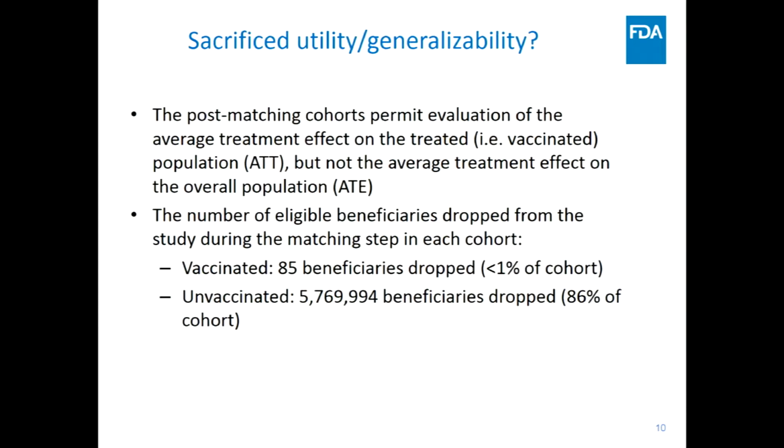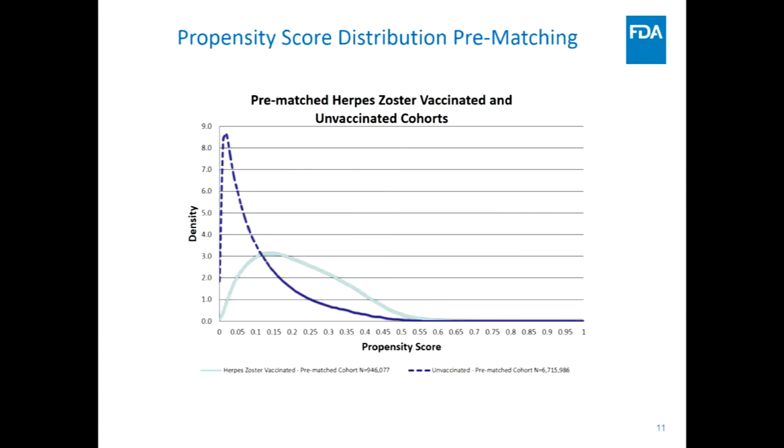So the evaluation we did is an evaluation of the average treatment effect on the treated, the vaccinees, because out of the 1 million vaccinees, we preserved almost all of them. We only lost 1% of them. So the average treatment effect could be considered valid for the vaccinated. But we cannot say the same thing for the whole population or for the population of unvaccinated. So we dropped more than 5 million, almost 6 million unvaccinated.